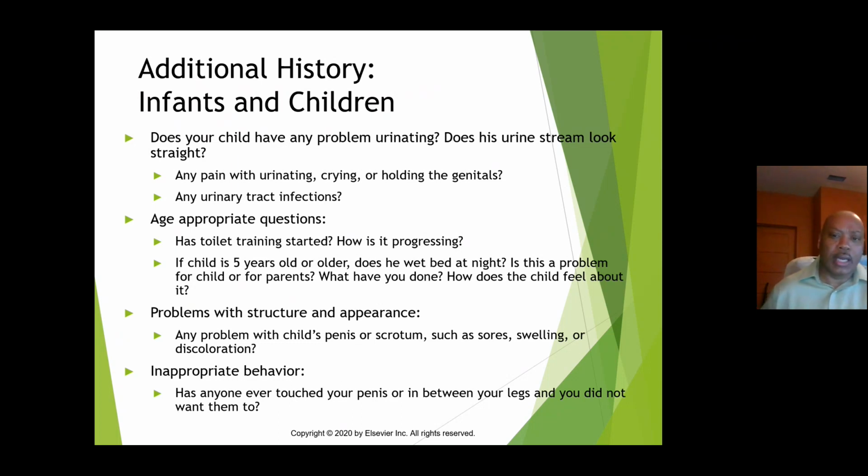Age-appropriate questions: has the child started toilet training, and how well is the child doing? Make sure you read all of these questions, but the one that stands out to me, and I'm sure it would for you, especially those who are parents, is the inappropriate behavior question. Has anyone ever touched your penis or in between your legs and you did not want them to? Obviously, that is a very relevant question to ask, right?